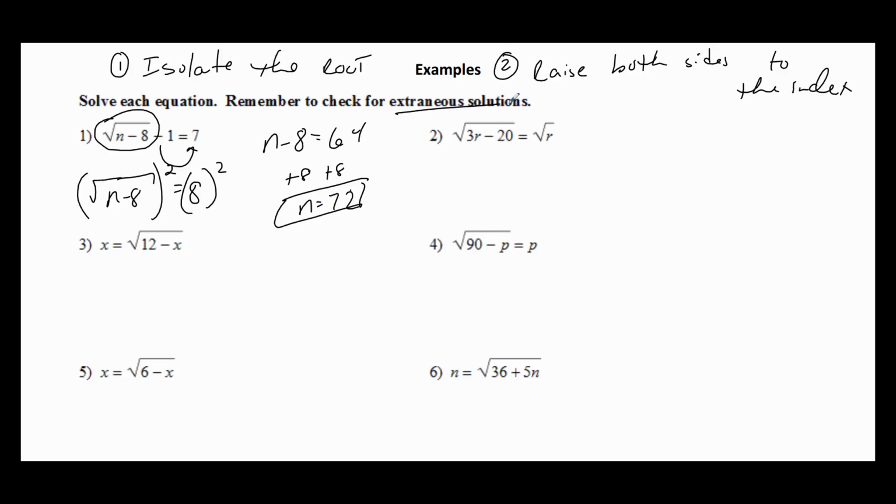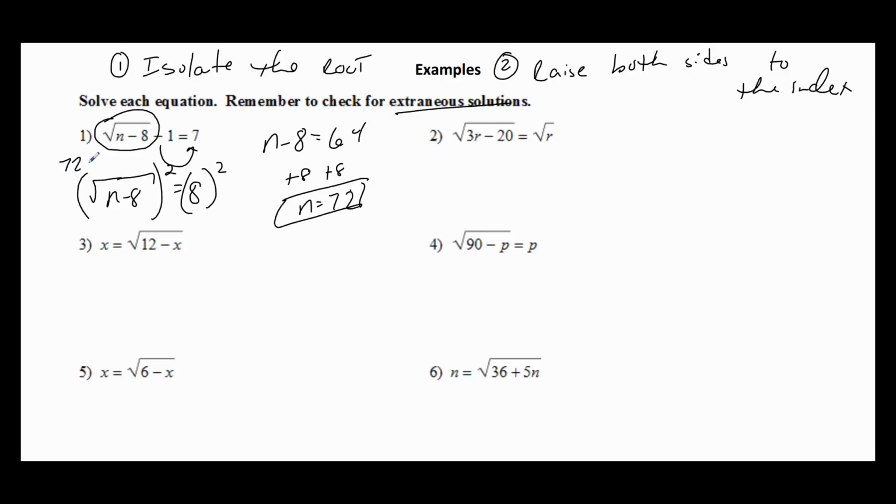Now, it says check for extraneous. What does that mean? We talk about excluded values, and we could very easily find excluded values if we wanted to, but I don't really need to. Here's an easy way to make sure our answer works. I'm going to take the number and put it into the equation. So I have 72 minus 8.